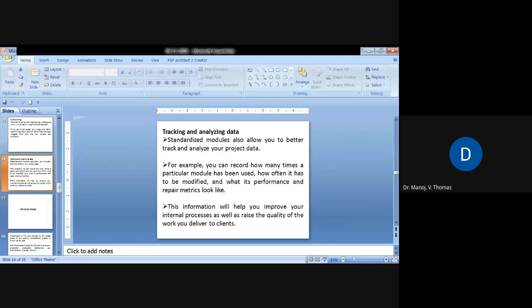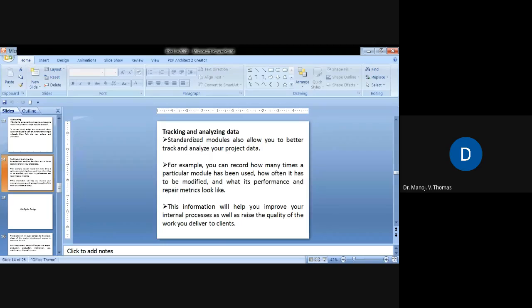Right now you have a processor. You can have processor statistics in your computer. You can have memory statistics, how much memory is consumed, what processes are running, isn't it? All details are available. So this information will help you improve your internal process as well as raise the quality of the work you deliver to your clients.